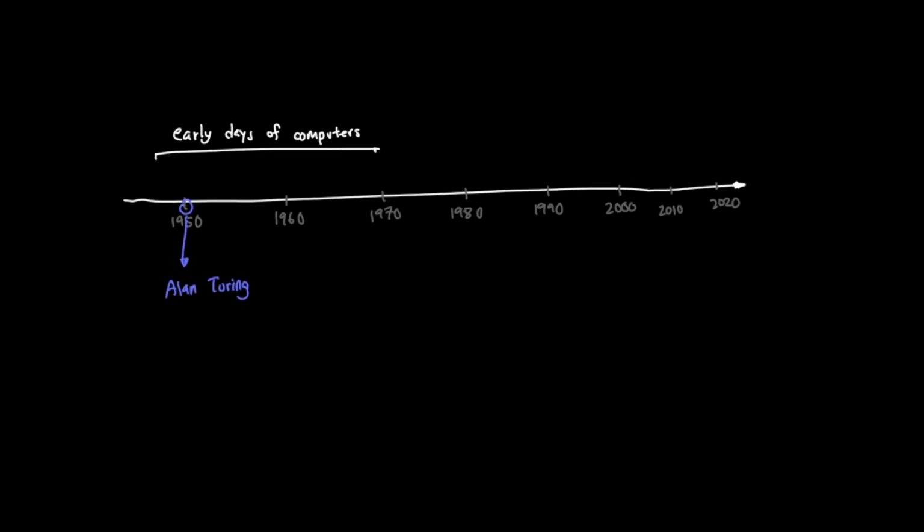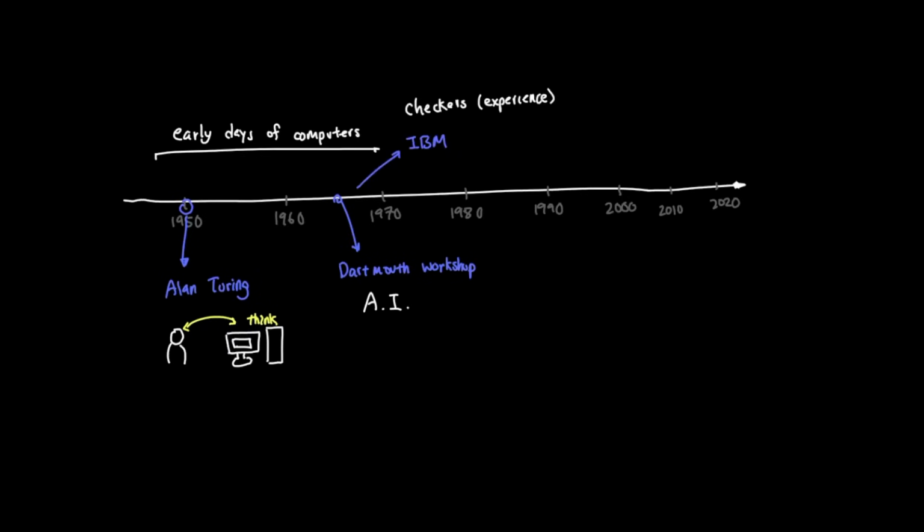In 1950, Alan Turing asked whether machines could imitate human intelligence. A few years later, in 1956, the Dartmouth Workshop helped establish artificial intelligence as a formal field of research. Around the same era, Arthur Samuel at IBM was working on a checkers program that could improve through experience. But early computers were extremely limited, so a lot of early AI was built around rules, logic, and search. Humans would try to encode intelligence manually.